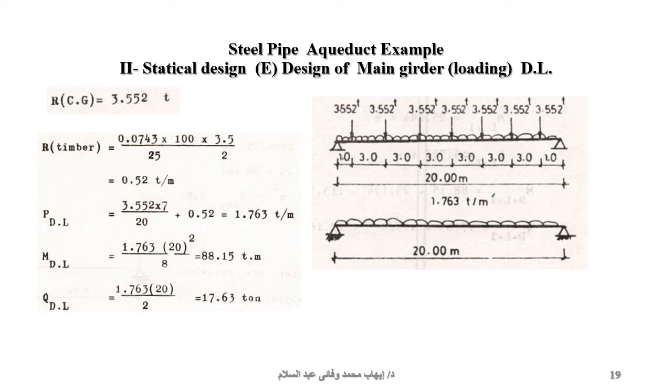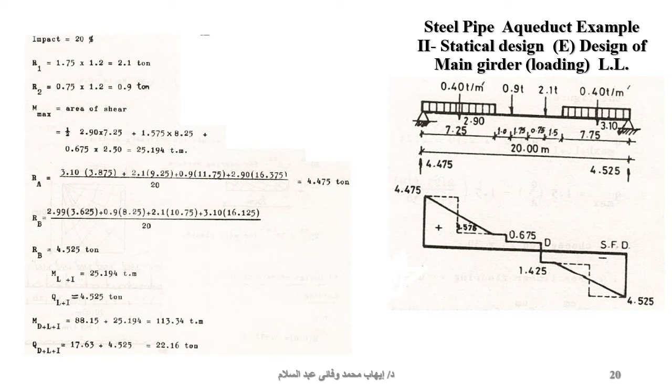Design of main girder. From the loading arriving from above, we have a reaction. We collected everything for distributed load and concentrated load. There is P dead load and M dead load and Q dead load, respectively. For live load, we put impact 20%. We have reactions R1 and R2.